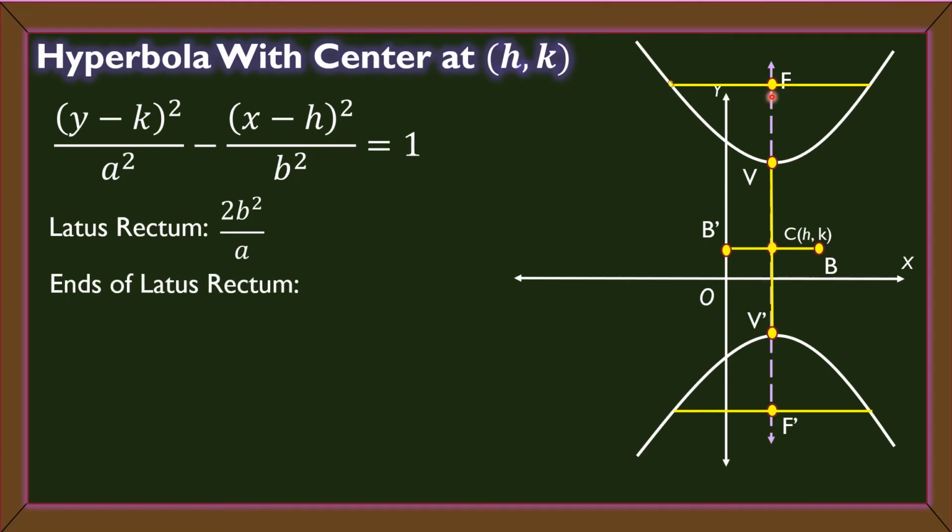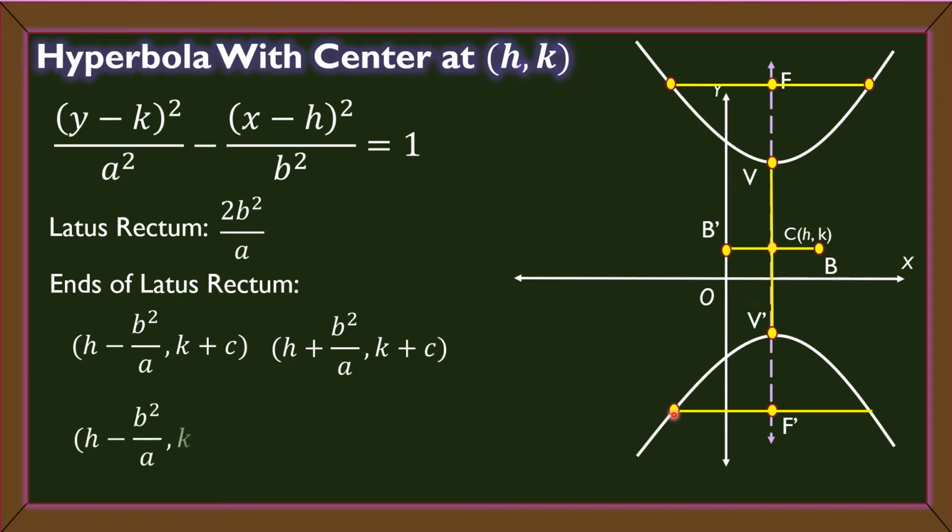The ends of the latus rectum will have the coordinates (h − b²/a, k + c). Then we have (h + b²/a, k + c). On the other branch of the hyperbola, the ends of the latus rectum will have the coordinates (h − b²/a, k − c), and the other one, (h + b²/a, k − c).